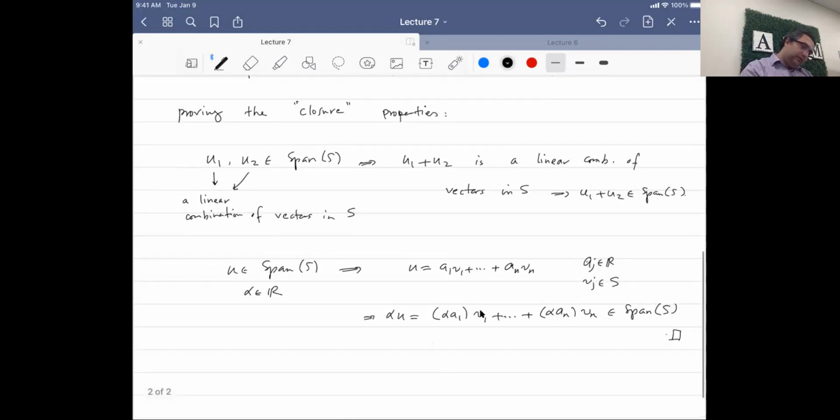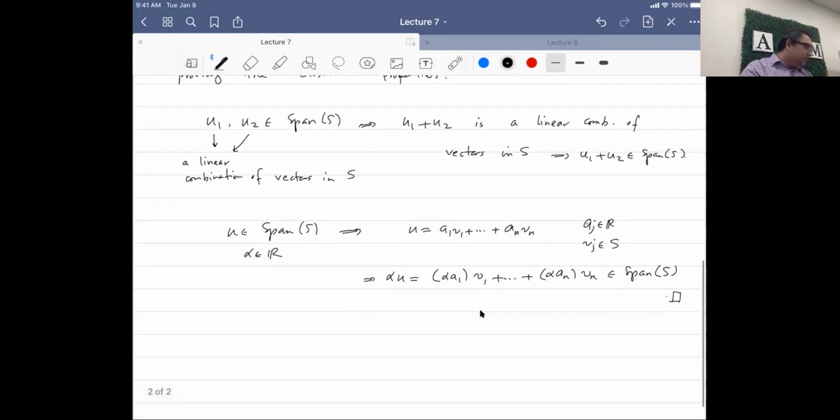So the span of a subset of a vector space is really a subspace construction. The subspace-generating construction is by span, taking the span of any set of vectors. Let's take a look at this example.